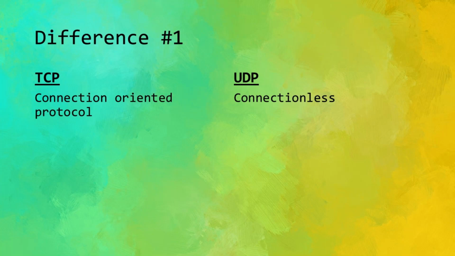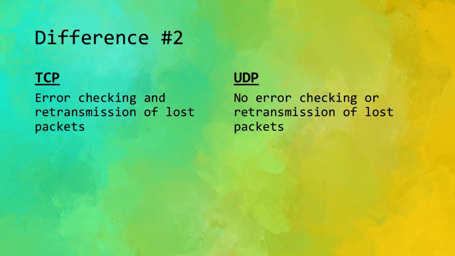So the first major difference is that TCP is a connection-oriented protocol, whereas UDP is connectionless. TCP sets up a connection between two devices before transmitting data, whereas UDP simply sends them without any connection being established. This means that TCP is slower than UDP in terms of data transmission, and it requires more overhead to establish the connection.